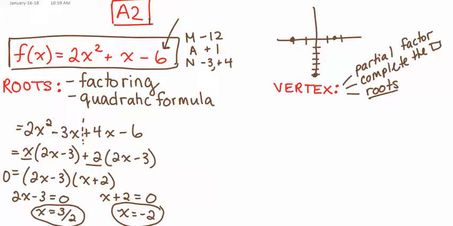So if I want to use the roots, I know my vertex has to be directly in between them. Now they're not the nicest numbers, so if I wanted to find directly in between, I could just add them together. So negative 2 plus 3 over 2, divided by 2, which, if you're converting to decimals, negative 2 plus 1.5 is going to be negative 0.5, divided by 2 will be negative 0.25.